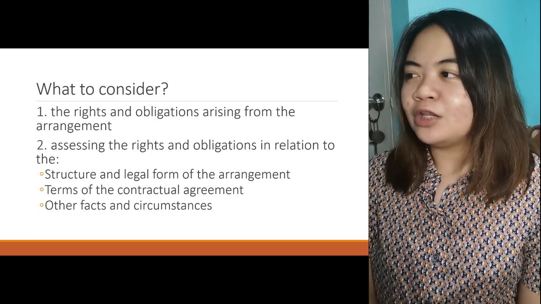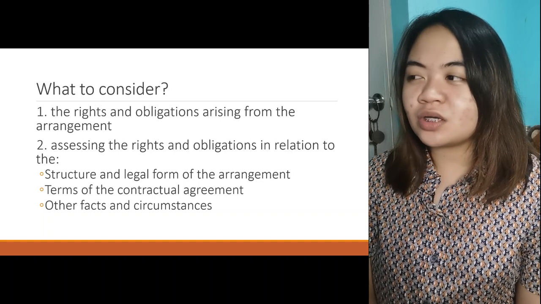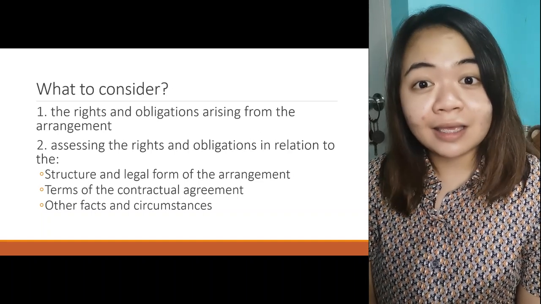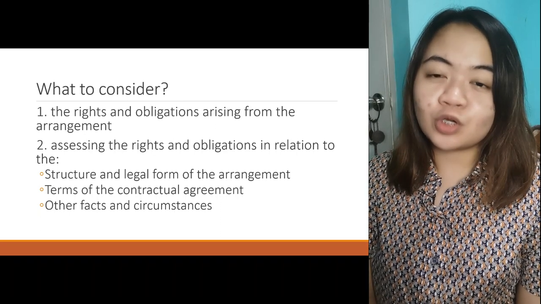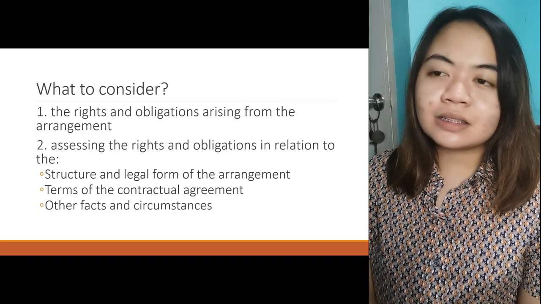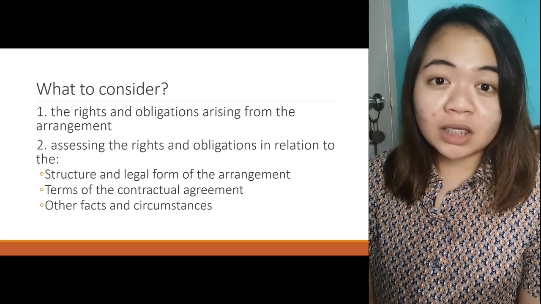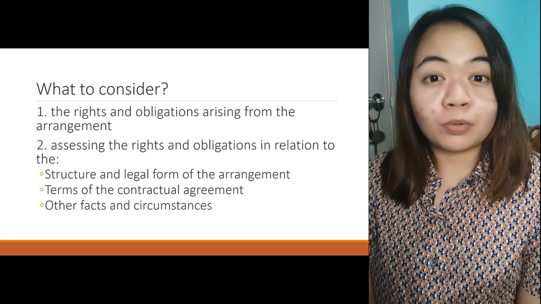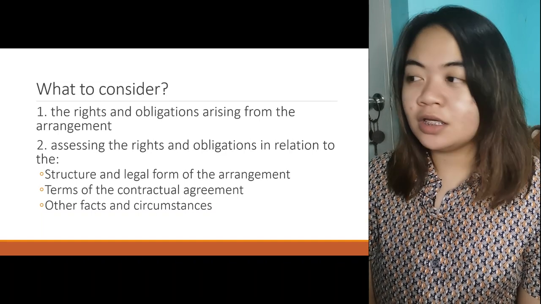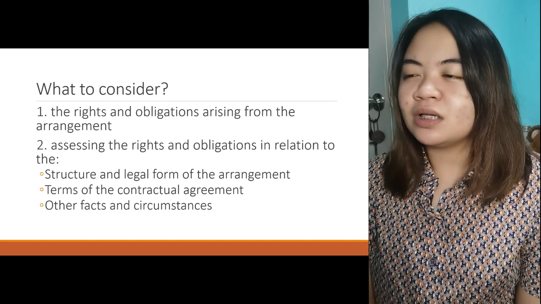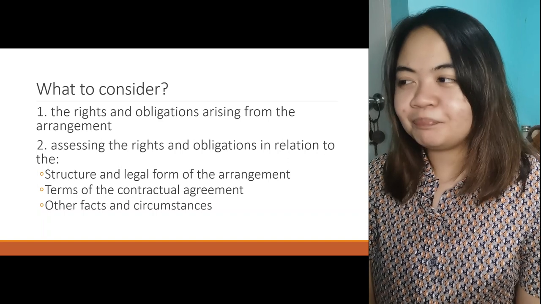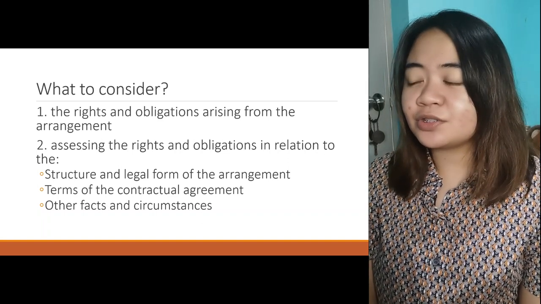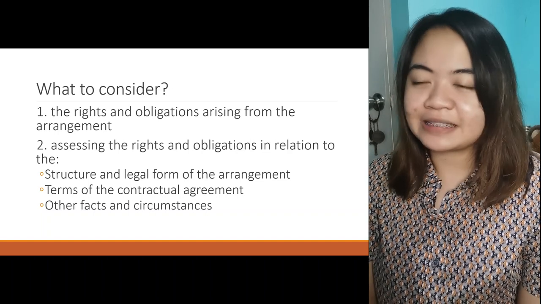Okay, so ano yung ko-consider? We have the rights and obligations arising from the arrangement. Ano ba yung rights and obligations na binigay ng joint arrangement sa kanila? Are they falling sa definition ng joint operation or joint venture? Okay, then we have assessing the rights and obligations in relation to the structure and legal form of the arrangement, the terms of the contractual arrangement, and other facts and circumstances.